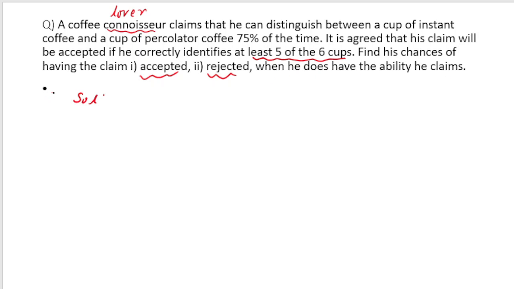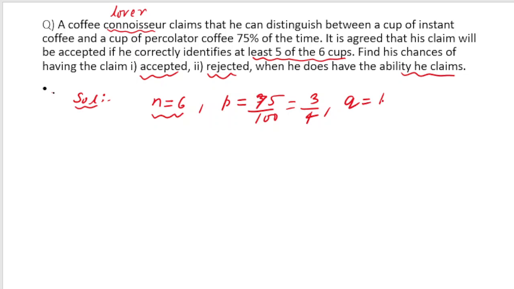So I think you can look at this problem the way the binomial distribution works. The person who has to test the coffee has to perform 6 trials because he will be given 6 cups of coffee to try. So he will be performing 6 trials, and as per his claim, when he does have the ability he claims, he will be able to distinguish 75% of the time. So the probability of success is 75/100, which is 3/4, and the probability of failure will be 1 - 3/4, which is equal to 1/4. I hope up to this there is no doubt.